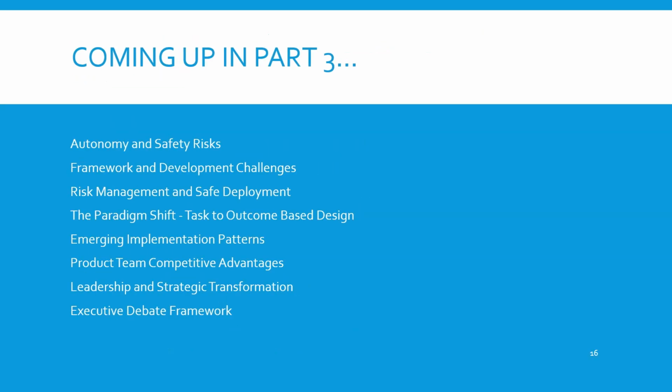We have also planned a part 3 of this session. We will be covering the rest of the topics related to autonomy and safety risk, framework and development challenges, risk management, paradigm shift, emerging implementation patterns, product team competitive advantages, leadership, and executive debate framework. So these are some of the other topics related to agentic AI. We'll be talking about these topics in the next session.